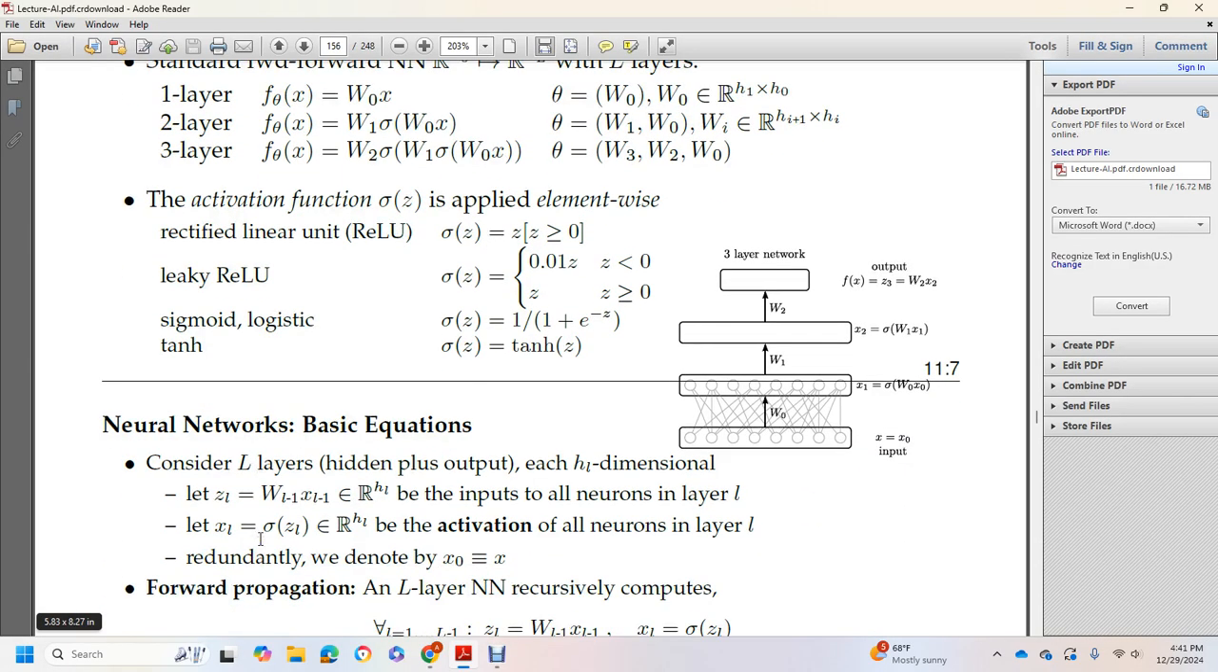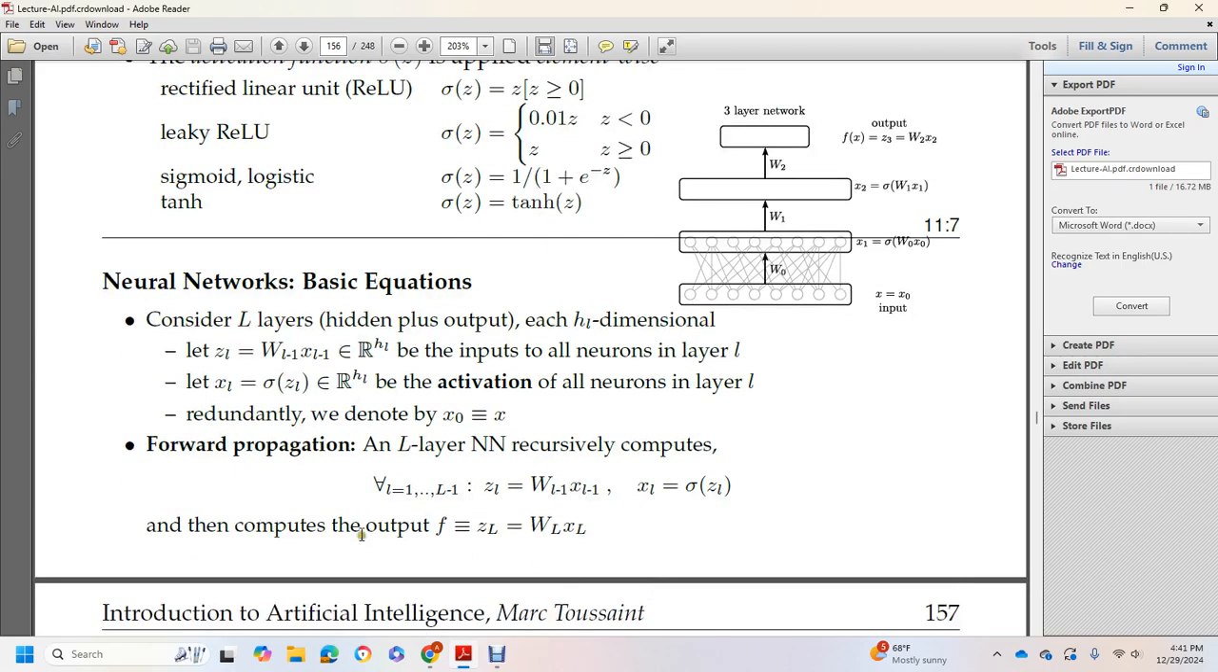Neural network's basic equation: consider L layers, hidden plus output, of various dimensions. z_l are the inputs of all the neurons in layer l, and x_l the activations of all the neurons in layer l. Redundantly, we denote the input by x_0 equal to x. Forward propagation through the layers of the neural net recursively computes these, and then computes the output, for the inputs of all the neurons in layer l.